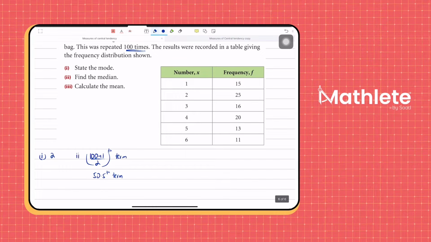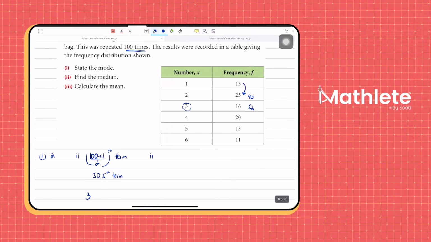So let's see. 15 plus 25 is what? It is 40. 40 plus 16 is what? 40 plus 16 is 56. So that means we have our 50th and the 51st term. Since they're both 3, that means the median is also going to be 3.